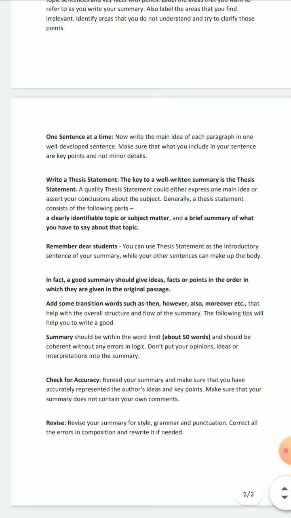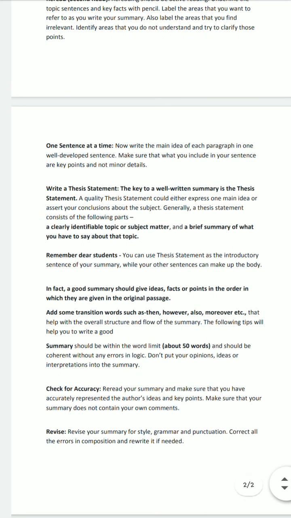And last but not the least, two important points are there, dear students. One is check for accuracy. Reread your summary and make sure that you have accurately represented the author's ideas and key points. Reread it. That means after writing it, check it once. If not once, then check it one more time. That is, check it twice.